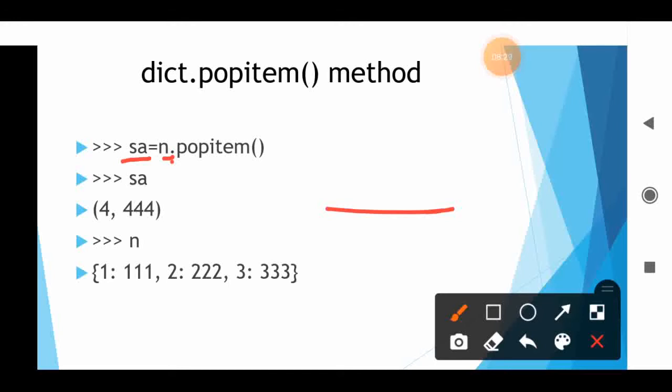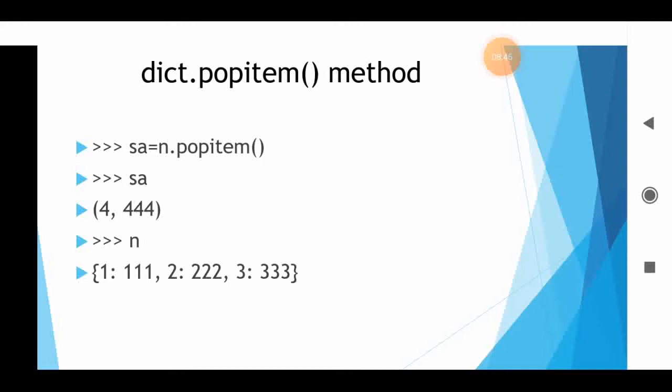Now you can print that SA. See, listen. It will print the last element from the dictionary. This is the last element in the dictionary. Now you can display the N element. It will display the result and it will remove the result. So what is the value of the N dictionary now here?